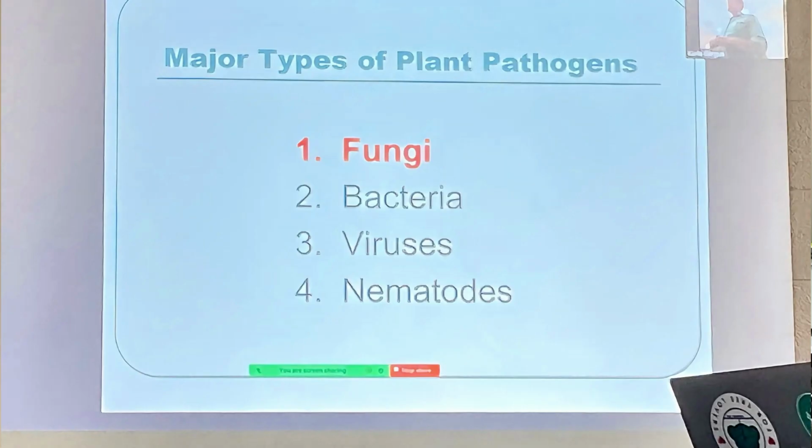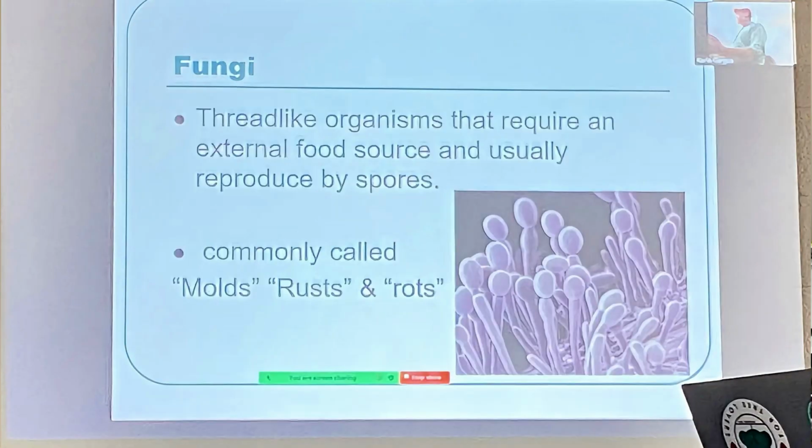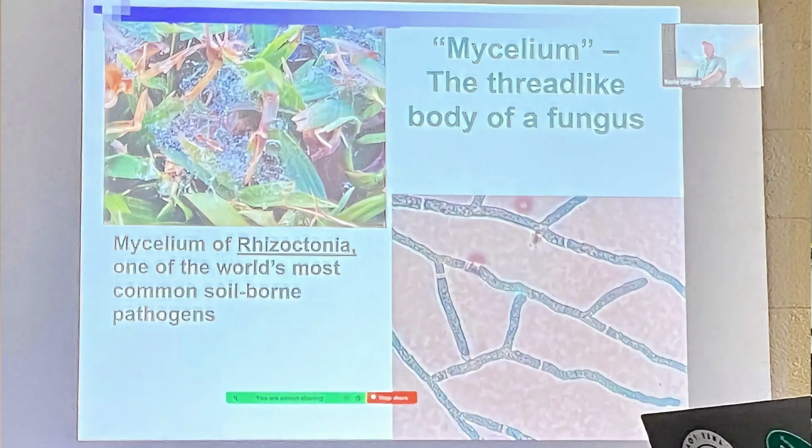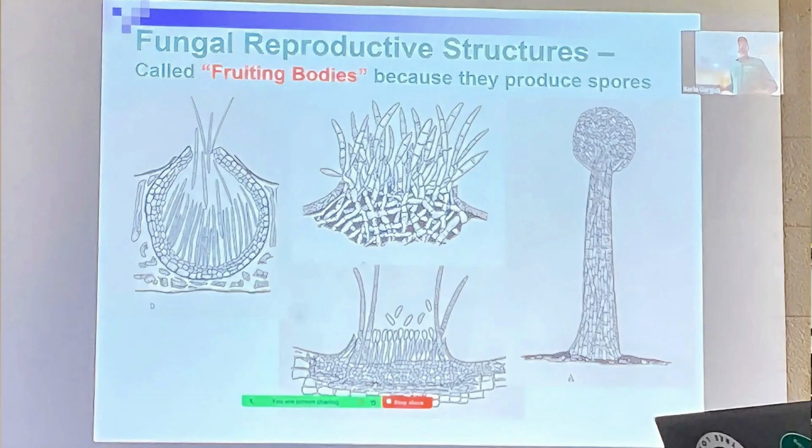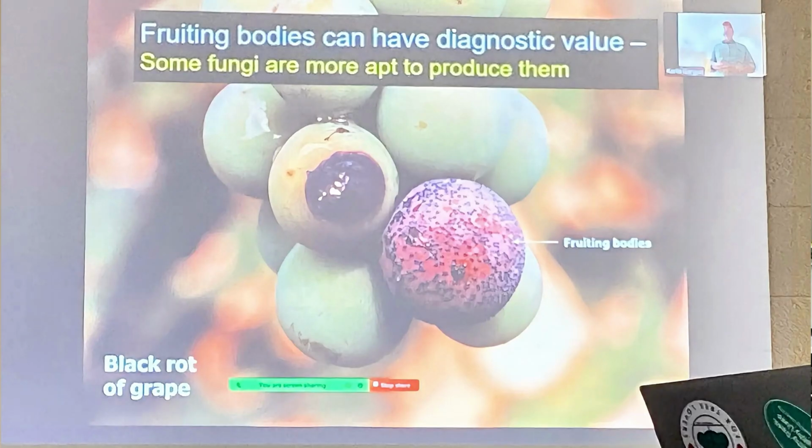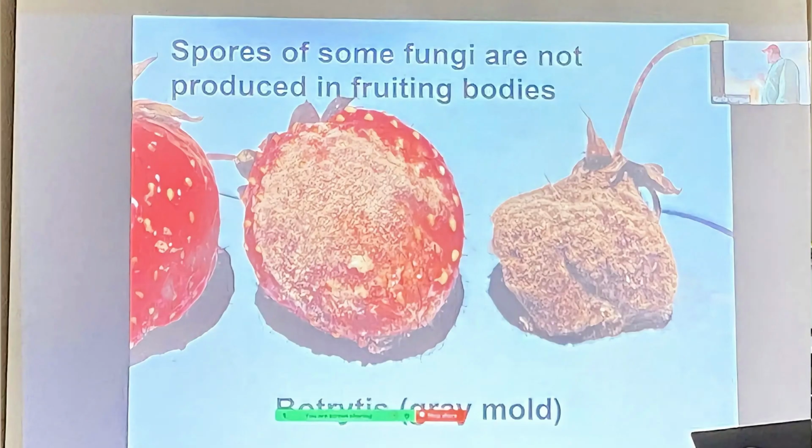And then major types of plant pathogens. We have the fungi. Fungi are thread-like organisms that require an external food source and usually reproduce by spores, commonly called molds, rusts, or rots. Mycelium, the thread-like body of a fungus. Mycelium of Rhizoctonia solani, one of the world's most common soil-borne pathogens. Fungal reproductive structures are called fruiting bodies because they produce spores. Fruiting bodies can have diagnostic value. Some fungi are more apt to produce them. Spores of some fungi are not produced in fruiting bodies.